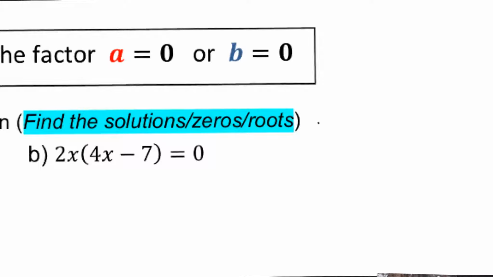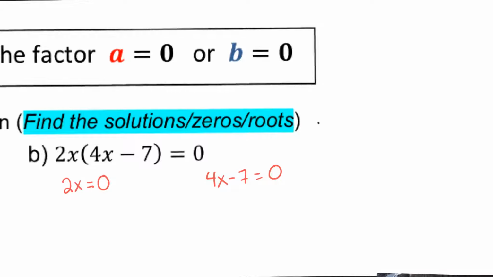Okay, so now we're going to use the zero product property with a GCF and a factor. So remember, these are still just factors. We're still just going to set them equal to 0. So I'm going to have 2x, which is technically a GCF, but it's still a factor. We're going to set that equal to 0, and then we're going to set 4x minus 7 equal to 0.